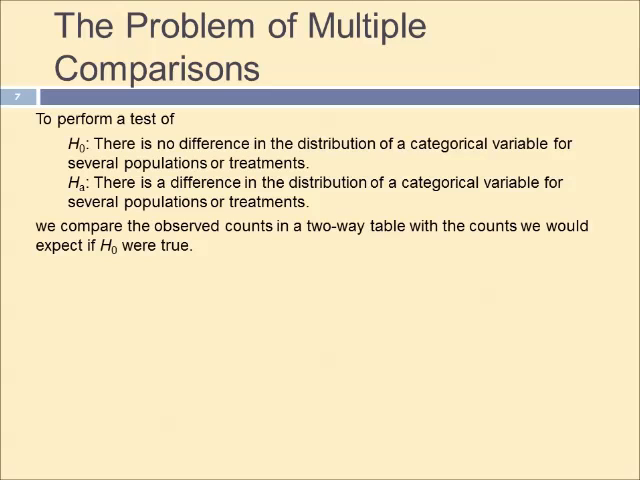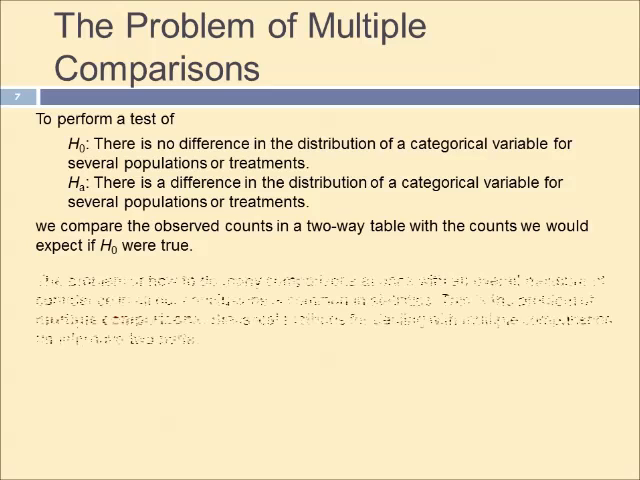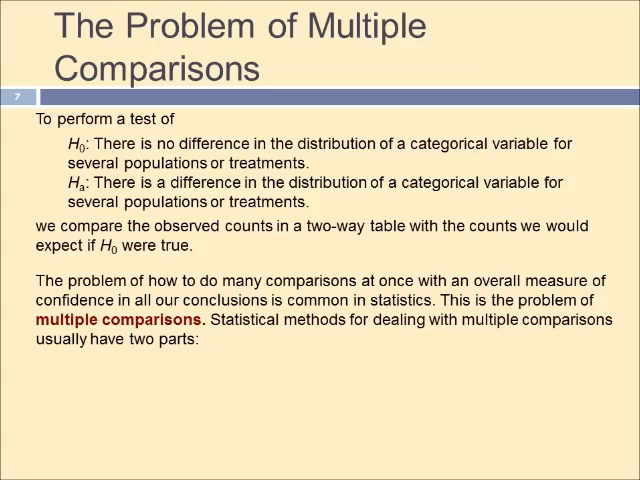So we're going to talk about the problem of multiple comparisons. Suppose we want to perform a test where the null hypothesis is there is no difference in the distribution of a categorical variable for several populations or treatments. And the alternative would be that there is a difference in the distribution. So we compare the observed counts in a two-way table and the counts we would expect if the null hypothesis were true.